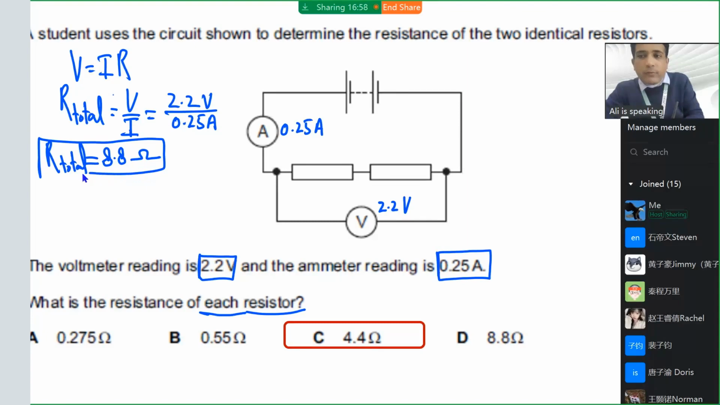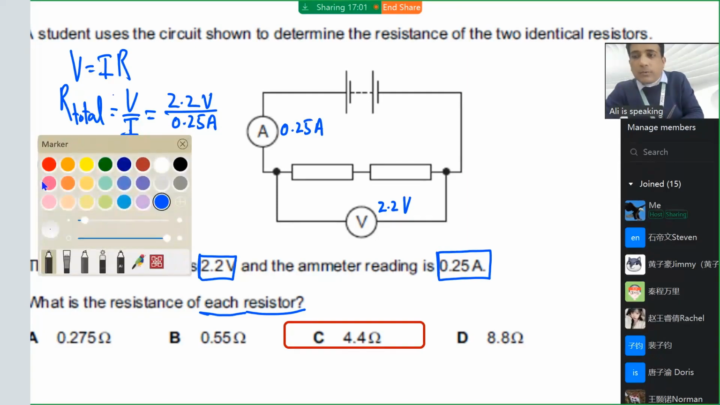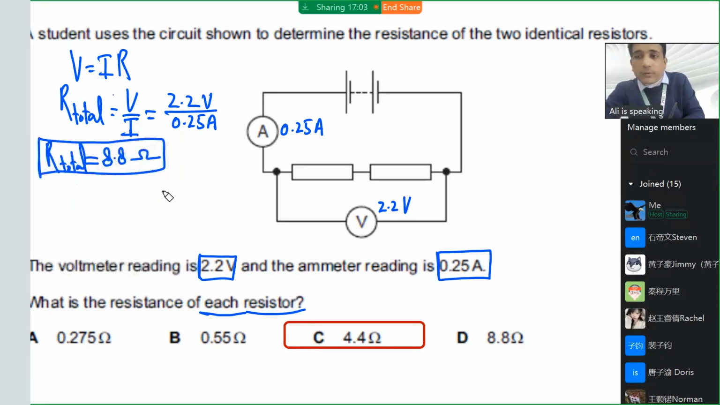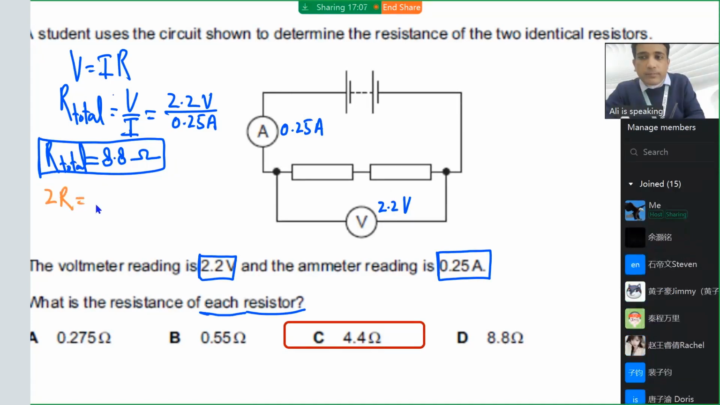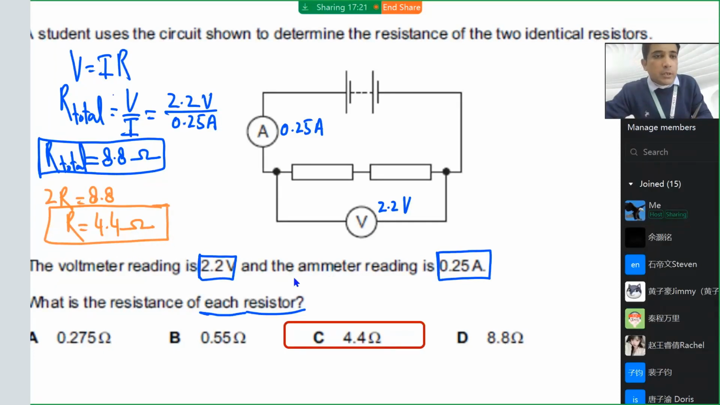So you have got total resistance. Now you need to find out the resistance of each resistor. We have two resistors, it means 2R is equal to 8.8. So from here we can find out R will be equal to 4.4 ohms. So this is the value of R. This is how you can calculate. So that's the reason the answer for this question is 4.4.